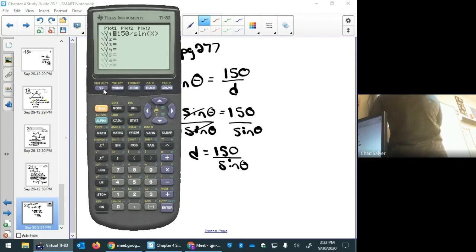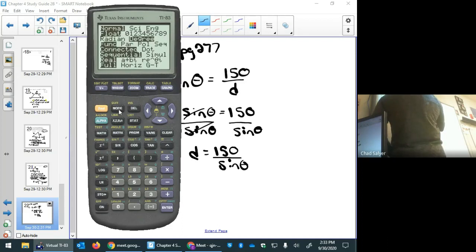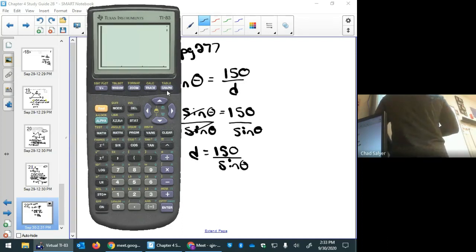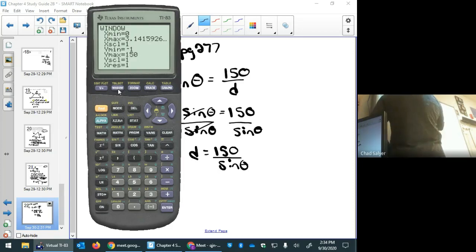And we might need a little more Y. Also, oh, look at that. I was in degree mode. So no wonder it looked weird. Yeah, still need a little more Y. So let's go 300 maybe. There we go.